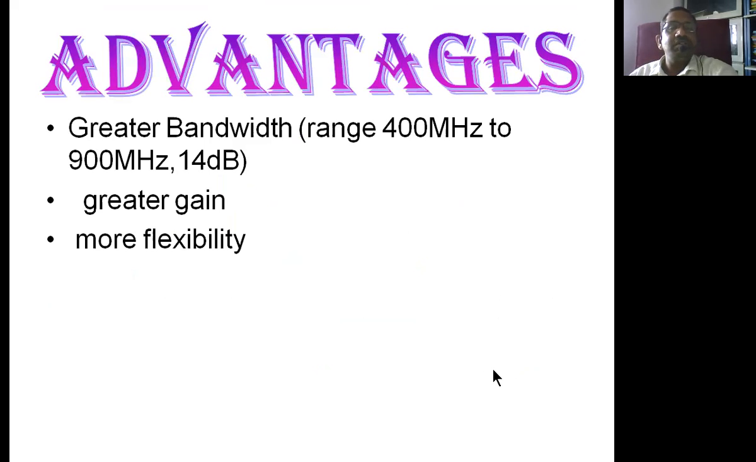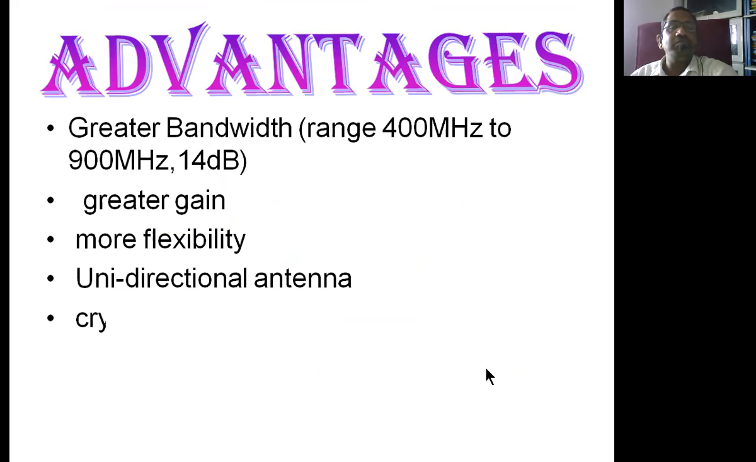What are the other advantages apart from the applications of this antenna? The bandwidth of this antenna is going to be greater because it supports frequency ranges between 400 megahertz and 900 megahertz, and it transmits signals at 14 dB strength. That means it has very good gain. It will also be more flexible because we can have different azimuth angles.